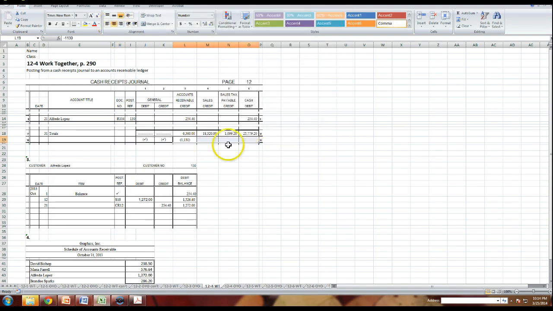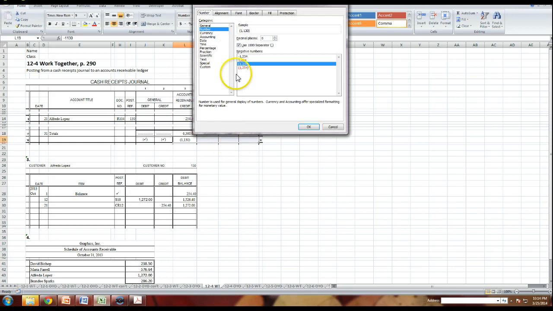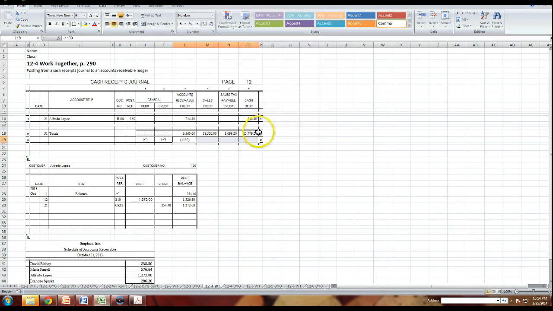And I'm going to center all these. And I don't want commas. Why did it give me a comma? Let's fix that too. This thing is not doing the right thing right now. There we go. Okay. All better.